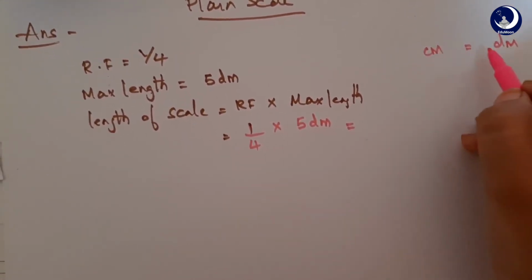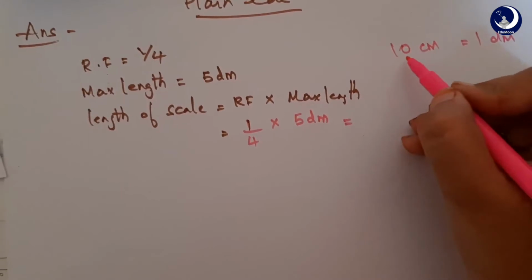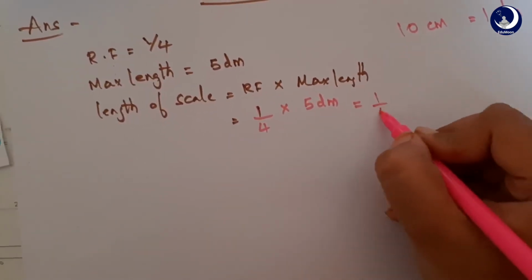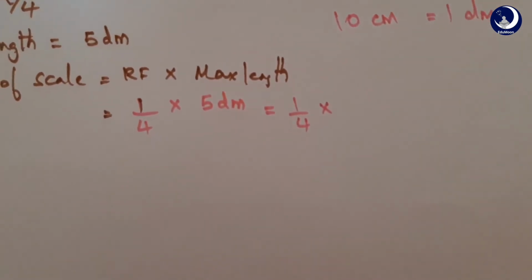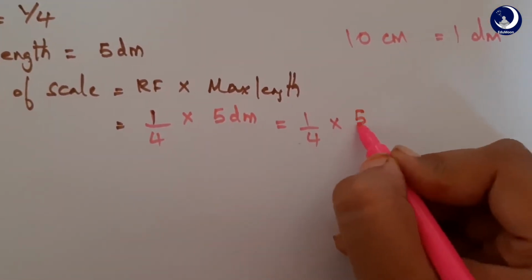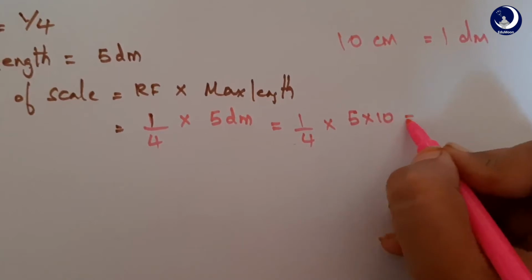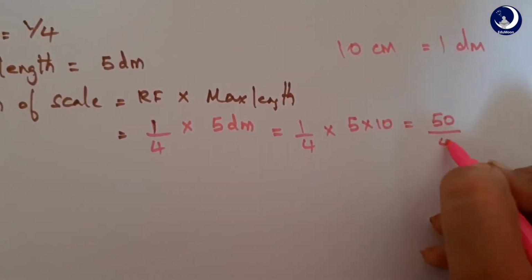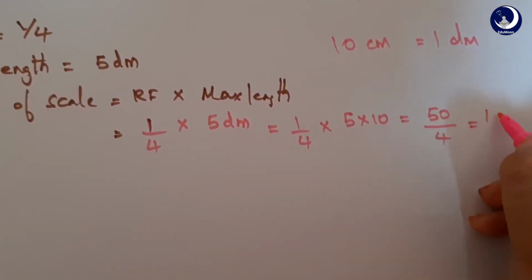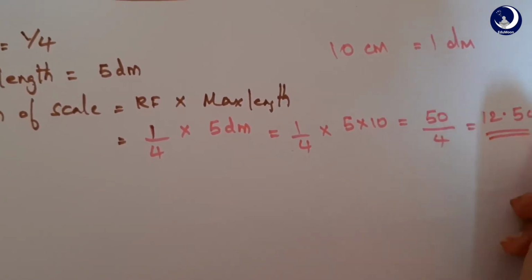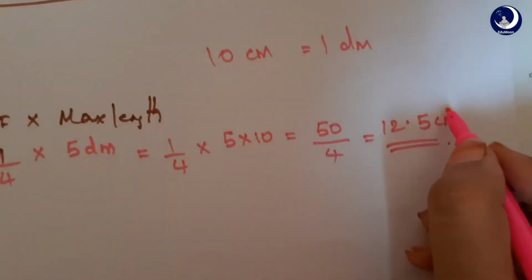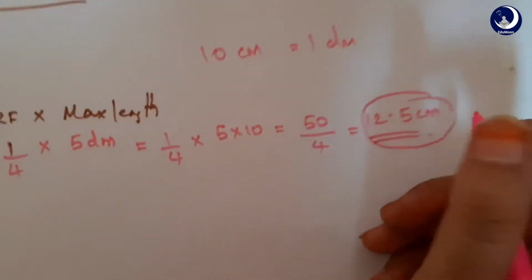So now the 2 units that are given in this question are centimeters and decimeters. So we need to know the conversions. That is, 1 decimeter is equal to 10 centimeters. So that is 1/4 into 5 into 10. So that is equal to 50/4. That is equal to 12.5 centimeters.